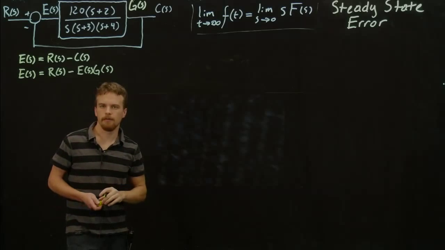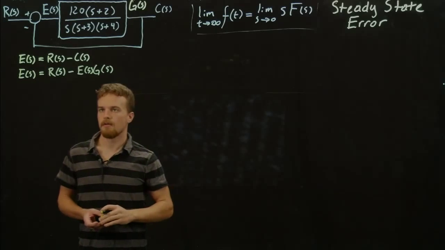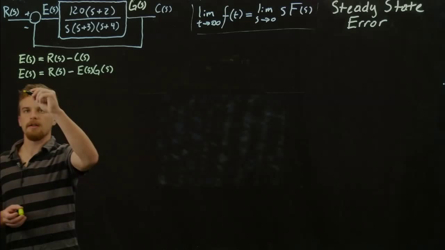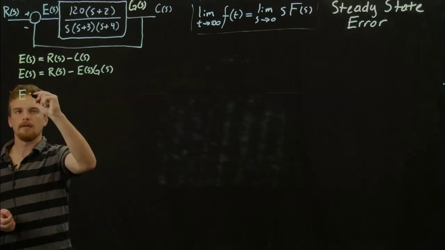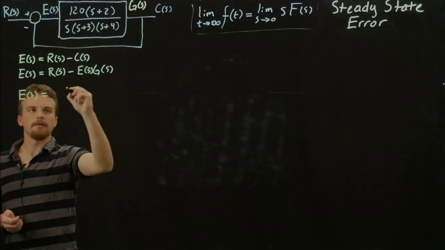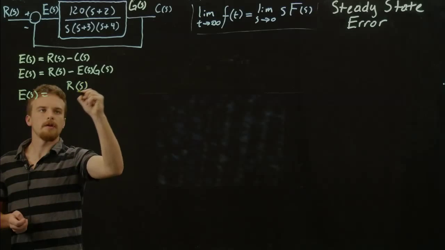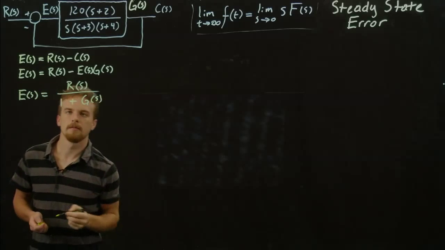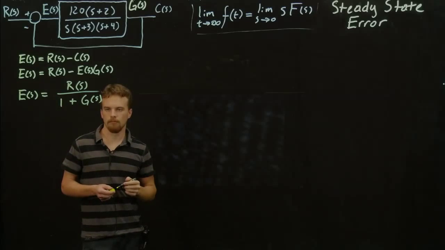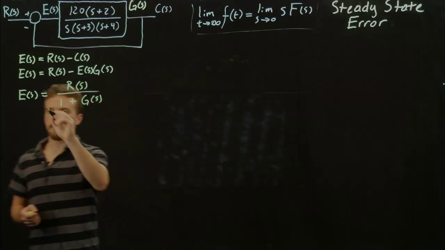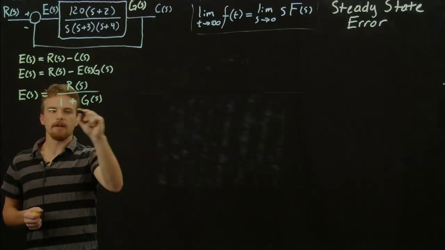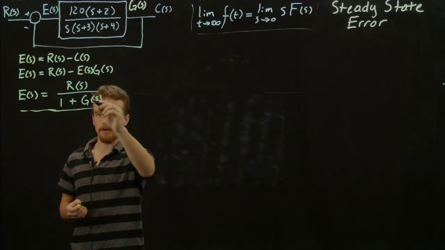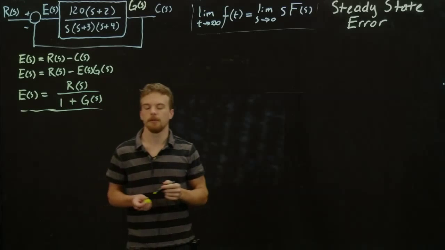So now we have E on both sides of our equation. We'd like to cancel this. We'd do a little bit of algebra and get that E of S is equal to R of S over 1 plus G of S. So this is an expression that gives us our error for any input R of S, and it takes into account our transfer function.